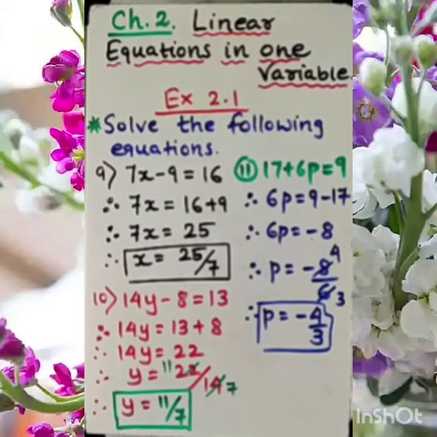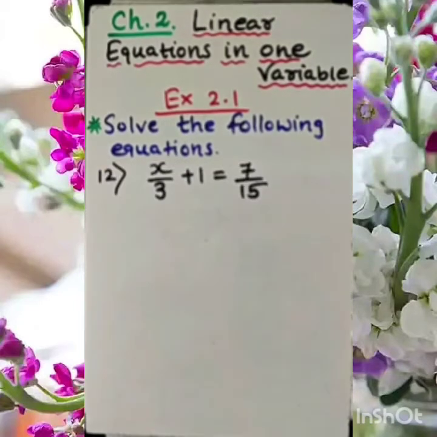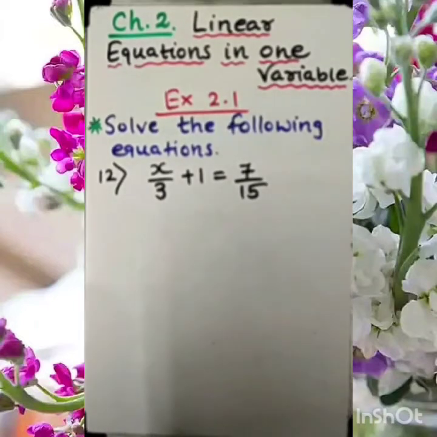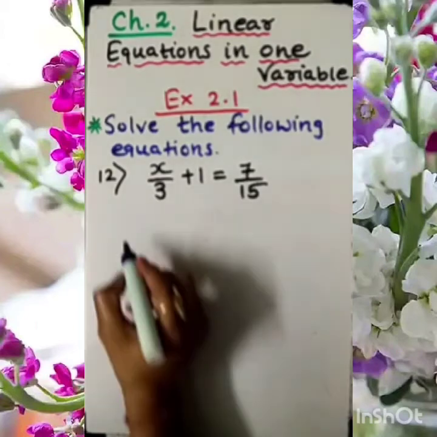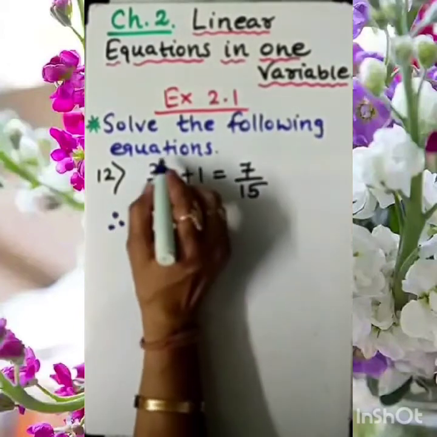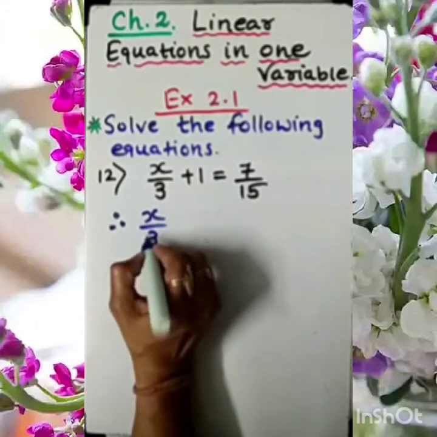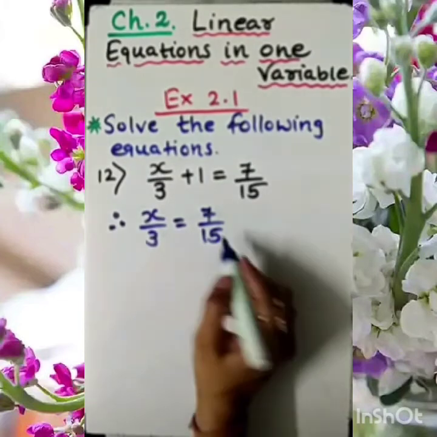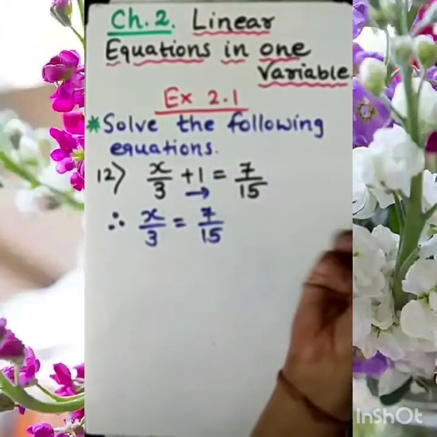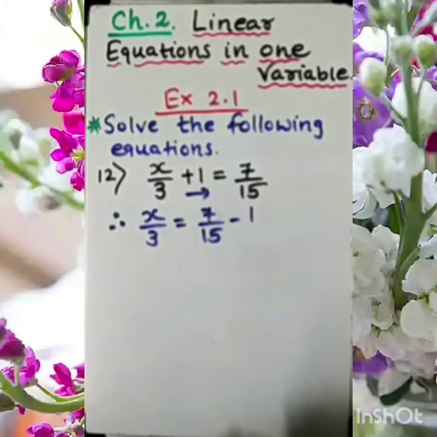Right? Now, let's proceed towards the last, that is the 12th question. So, my dear student, the 12th is in front of you. The 12th question is x by 3 plus 1 equal to 7 by 15. This is the question. So, let's see how to solve. First of all, let me keep the variable term as it is on the left side, and 7 by 15 you can see is on the right side. I am transposing this plus 1 to the right side, so it will become minus 1.